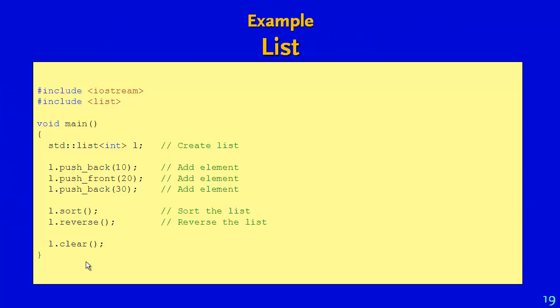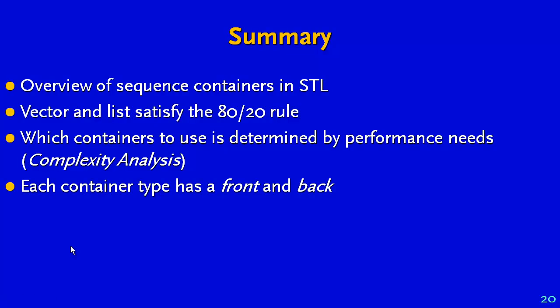Here's a very simple example. Here's my main. I create an empty list and I push back, push front, push back. I can sort my list, reverse the elements in the list, and clear my list. Okay, so we've given a very quick summary of containers in STL. You'll see many more later on.